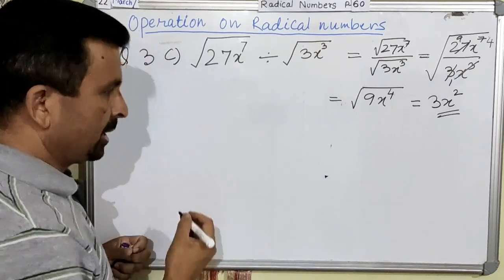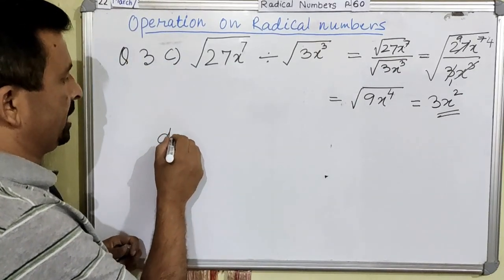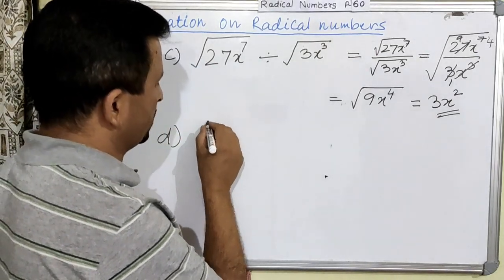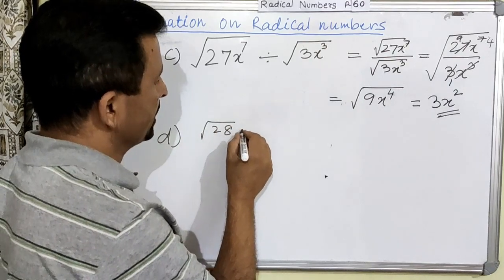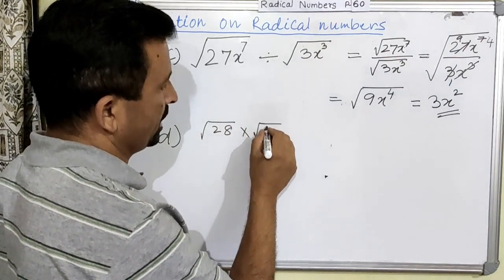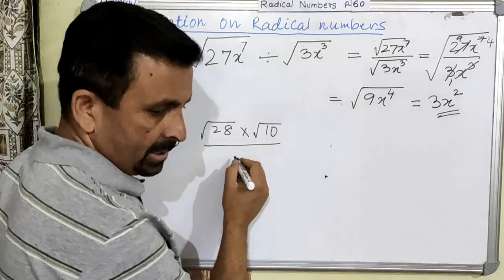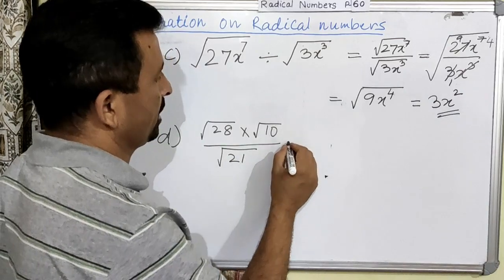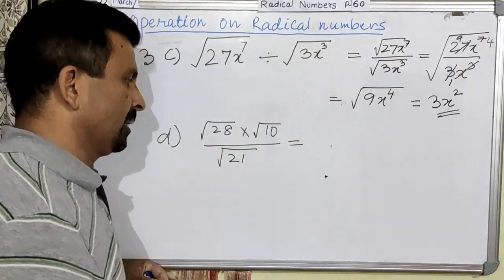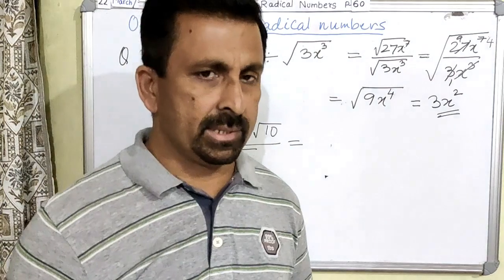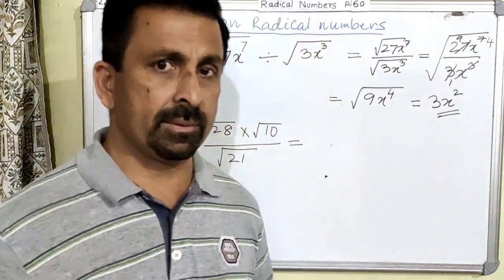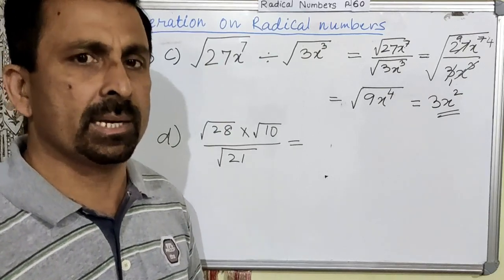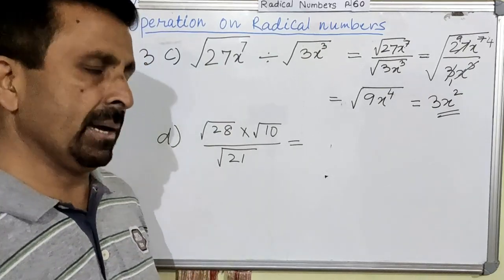Is it alright? There is one more question left in D3. So let me show you that question also. Root over 28 into root over 10 divided by root over 21. Now look here. Here we have a mixture of multiplication and division. Multiplication and division. Why this multiplication and division is together is because we have a common rule for multiplication and division. That is why we can have this question.